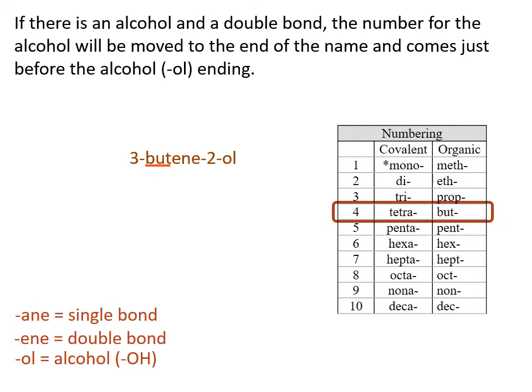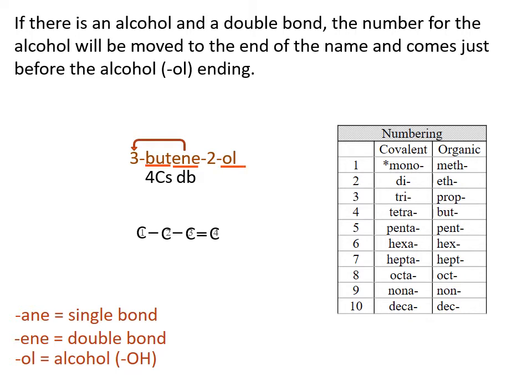BUT means 4, so write 4 C's. And let's draw out then 4 carbons. 1, 2, 3, 4. Ene means double bond, and the double bond will go on the third carbon. So number your carbons, and on the third one in, we will put a double bond. OL means we have an OH, and the OH will go on the second carbon. So on the carbon labeled number 2, write OH.